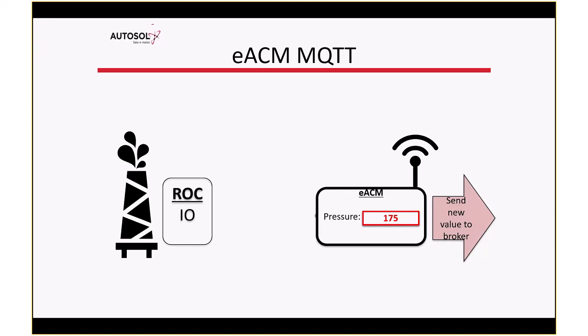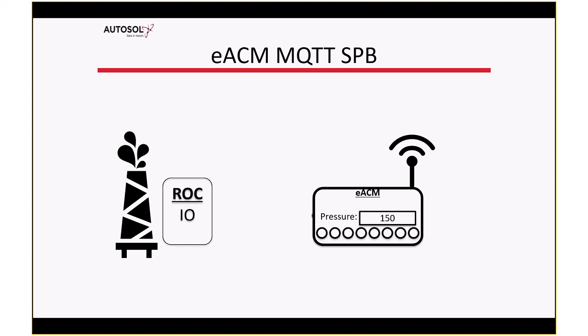Now there's an enhancement to MQTT called MQTT Sparkplug B. Now what this one does is it also continues to poll the end device natively. But instead of just looking for a change, it only publishes data once every X number of seconds.